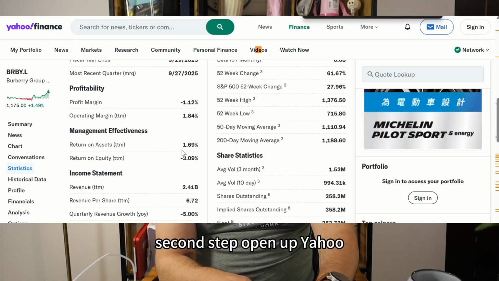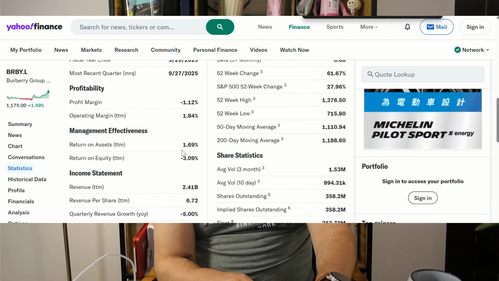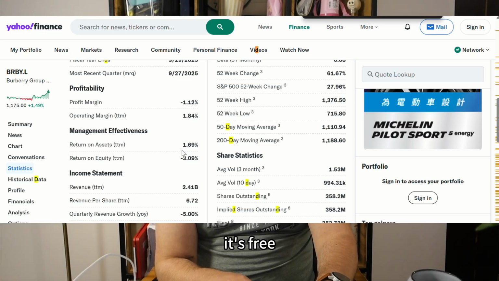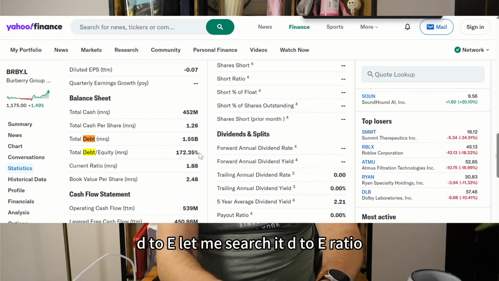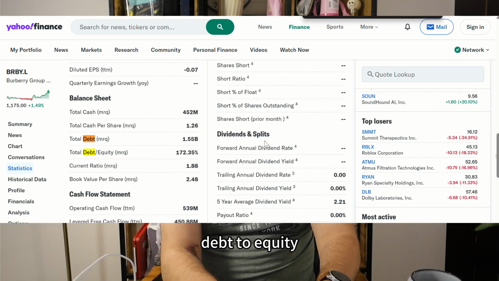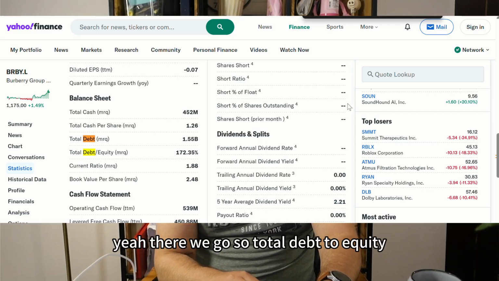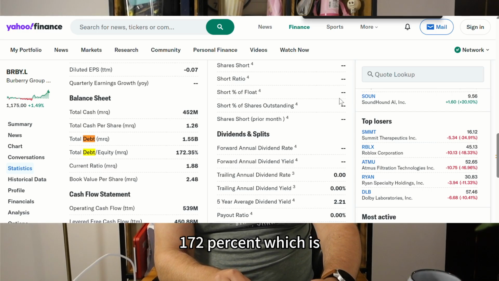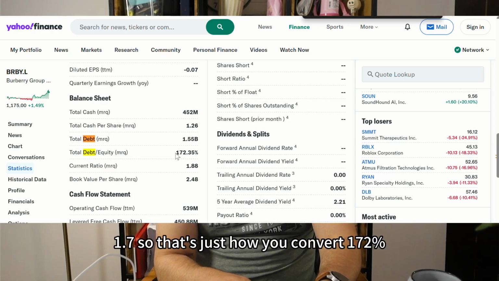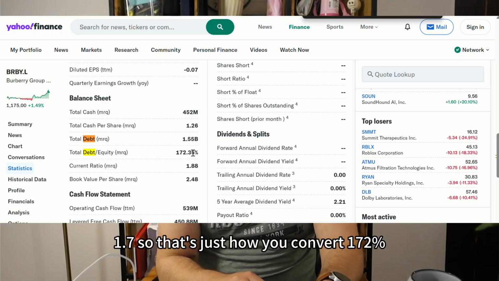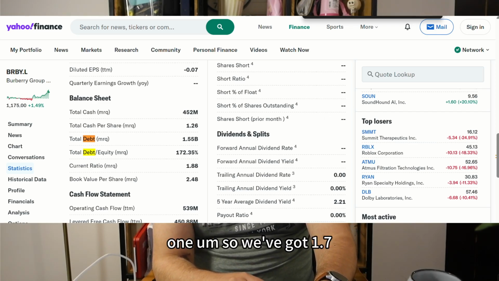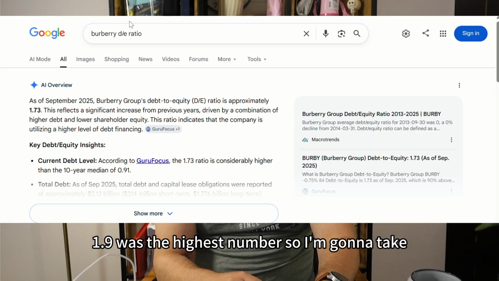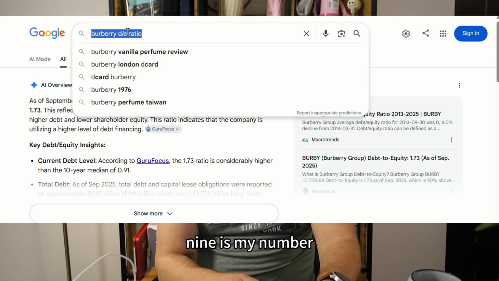Second step, open up Yahoo, because it's quite easy for me to find and it's free. Let's go down and look at the D to E. Let me search it: D to E ratio, debt to equity. Yeah, there we go. So total debt to equity, 172%, which is 1.7. That's just how you convert it. 100% is 1. That's the way to think about it. My teacher hat on. So we've got 1.7. 1.9 was the highest number, so I'm going to take 1.9 as my number.